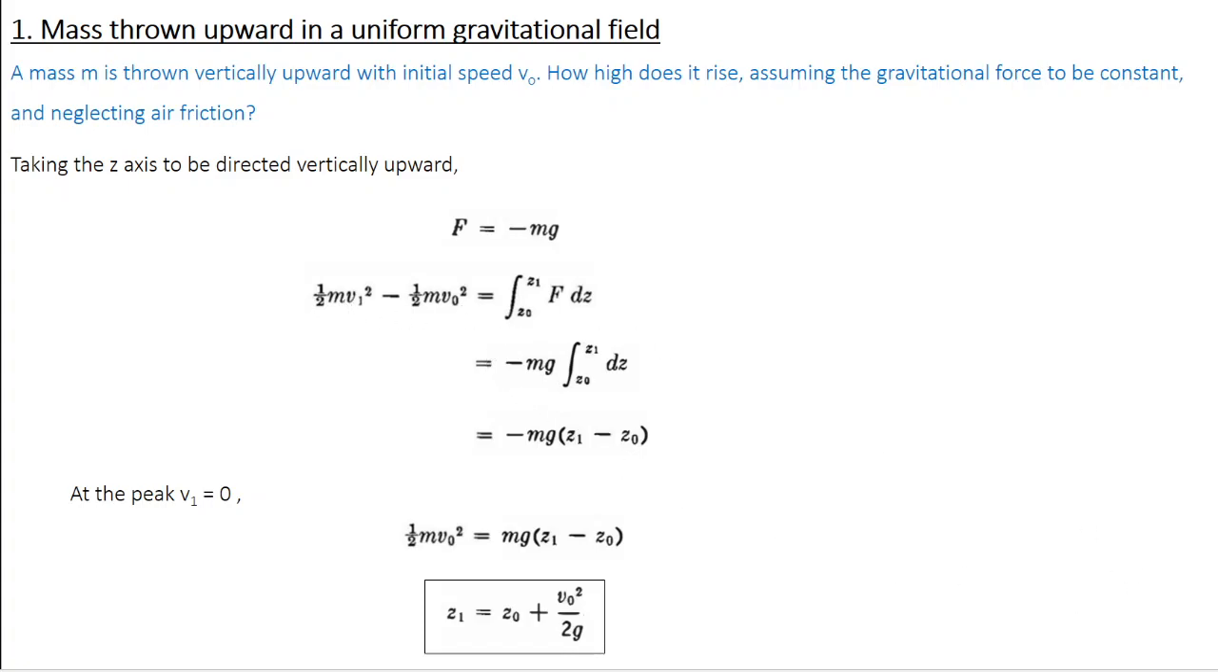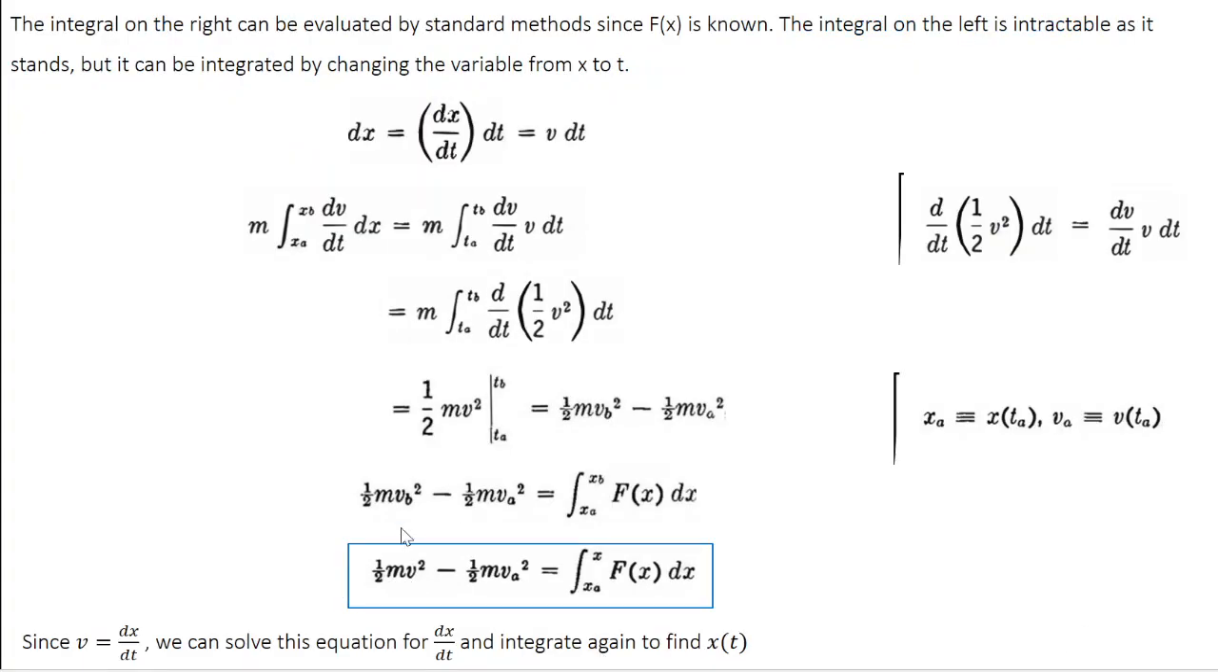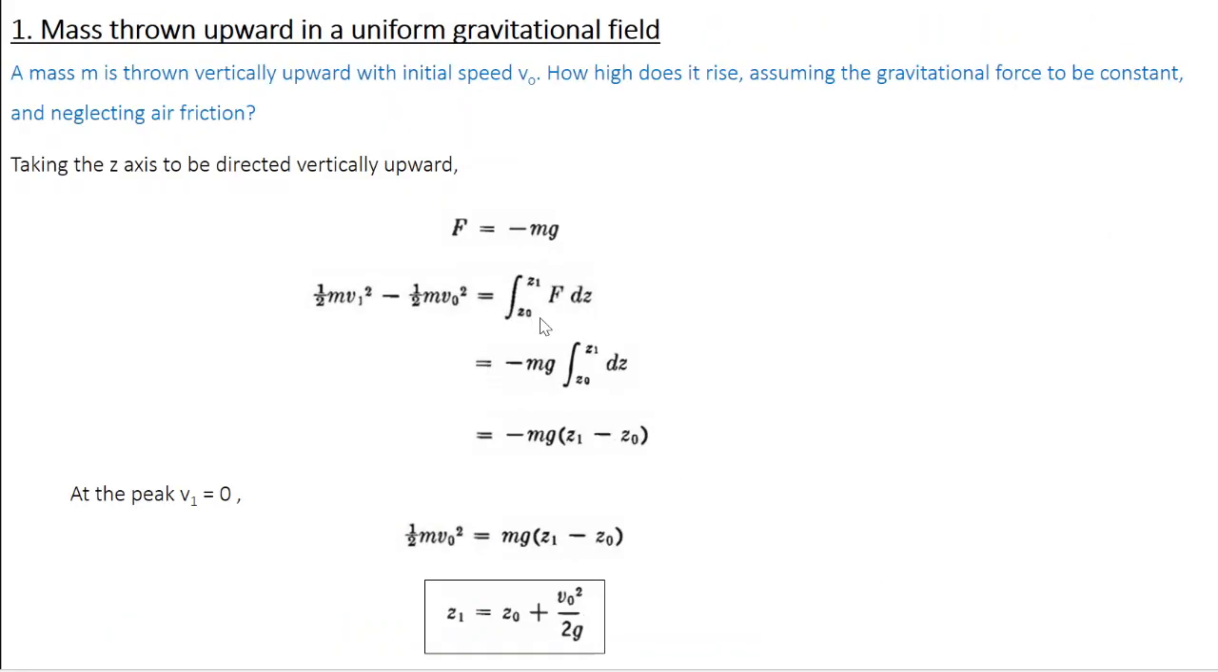So when you substitute the parameters into the previous equation, you get half m v1 square minus half m v0 square equal to integral z0 to z1 f dz. Substitute for f, you get minus mg integral z0 to z1 dz. Integral of dz is z. Apply the limits, so the right hand side becomes minus mg times (z1 minus z0).